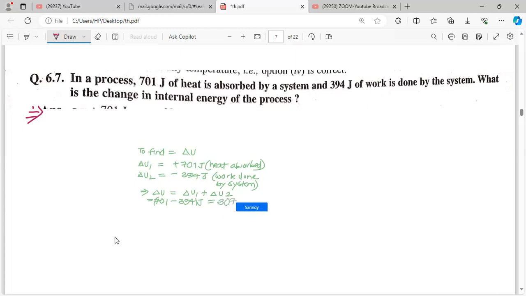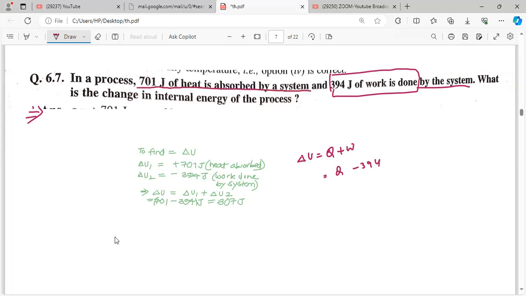Which formula are you using? Delta U is equal to Q plus W, na? First law of thermodynamics. So first of all, we are given 701. Second, we are taking 394. We have to find the total joule change. This is the work done by the system, so that means negative 394. Q as it is, that means 701 joule of heat absorbed by the system.